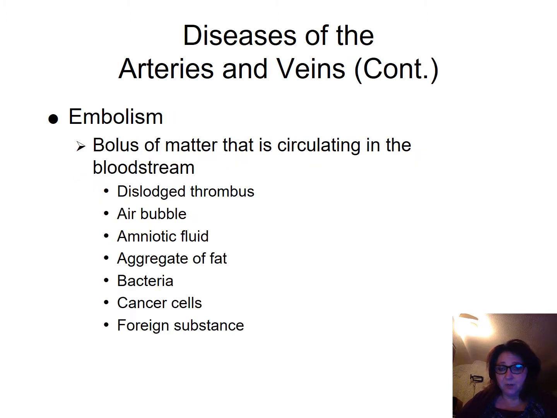An embolism is once it starts moving, and it's a bolus of matter circulating through the bloodstream, and it can be made up of a whole bunch of different things. Oh, I'm going to get the hiccups. It could be a dislodged thrombus, an air bubble. It can be amniotic fluid, an aggregate of fat, bacteria, cancer cells, or a foreign substance. All of those things are considered embolism.